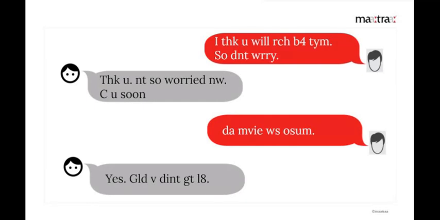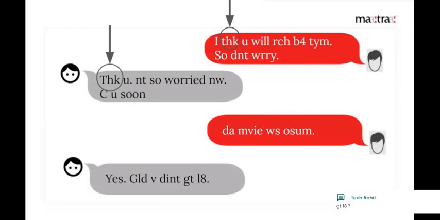Even in this one, just take a look at these two, right? I got confused between think and thank. The short form that has been created, THK, is exactly the same. But the only reason I know it is I think you will reach and thank you is because of the context.